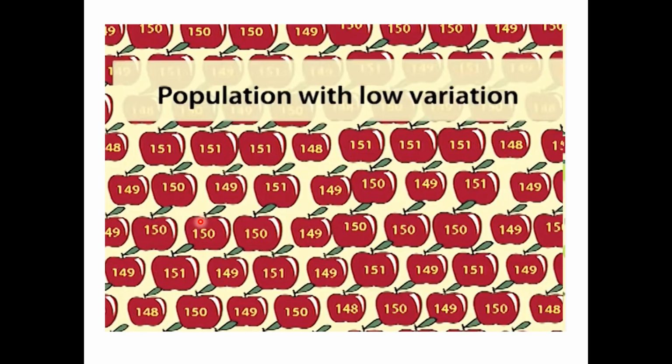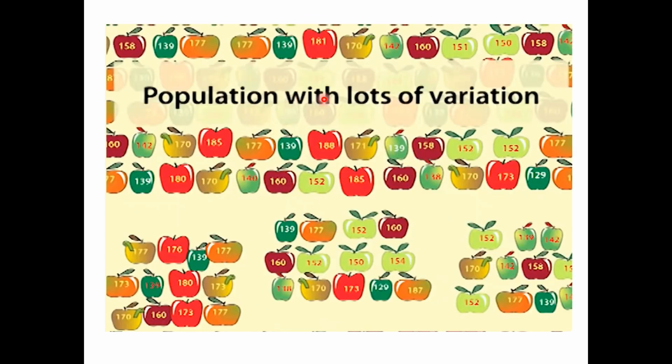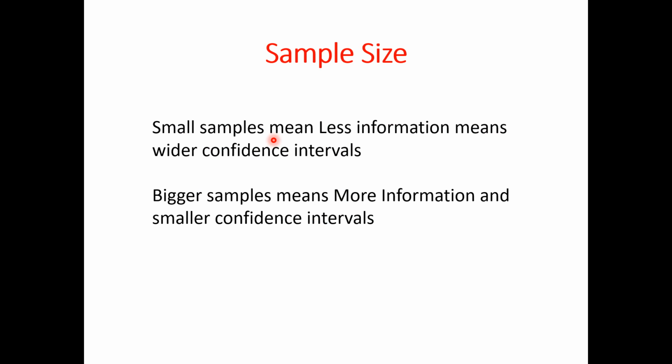has less variation. For populations with low variation, similar samples that we draw will show less variation. If the population is large, and when I say large, it means it has a lot of variation, then obviously the samples that we will draw will have a lot of variation.